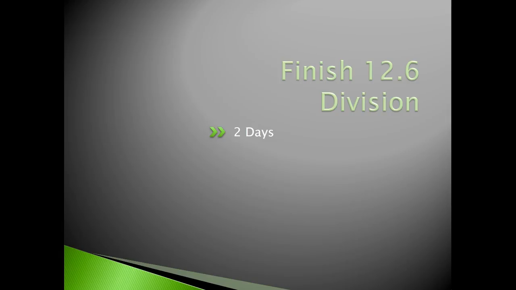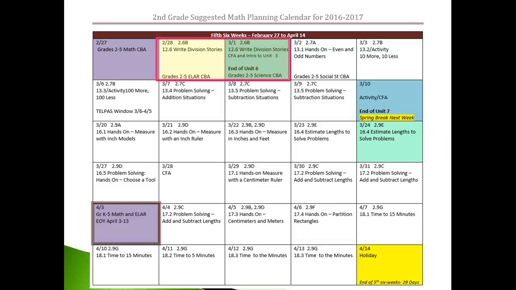So we're going to finish division. There's only 2 days, and I'm sharing this calendar with you. This is what I use to know approximately how many days we have for each concept. It's based on the pacing guide. Now, I'm not telling you to teach out of the book step by step. What I'm saying is I'm looking at the student expectations. So we have 2 days to teach 2.6b.